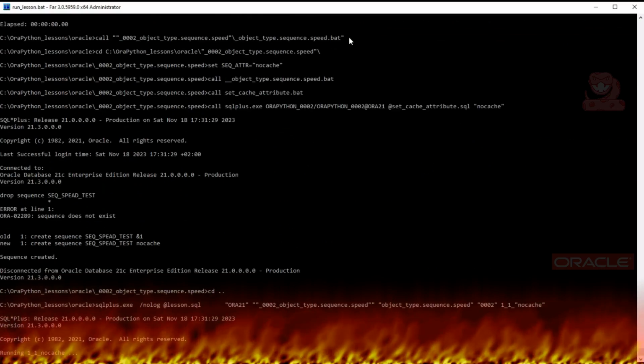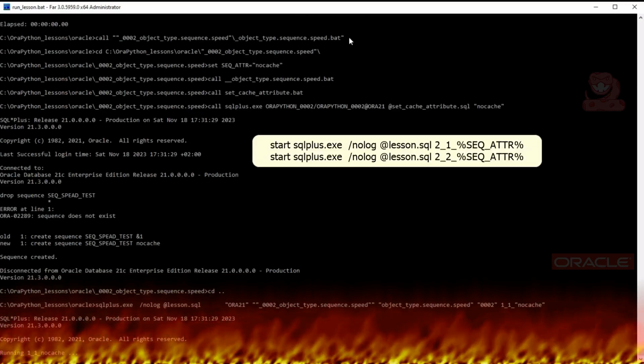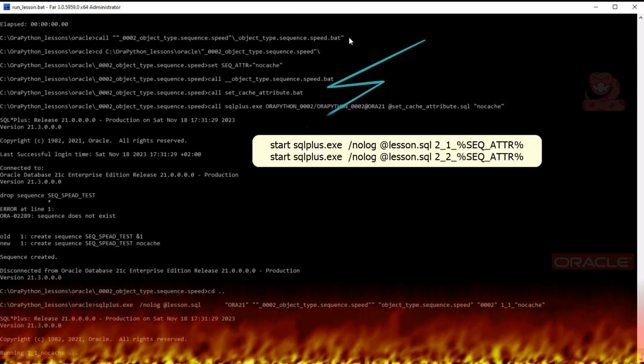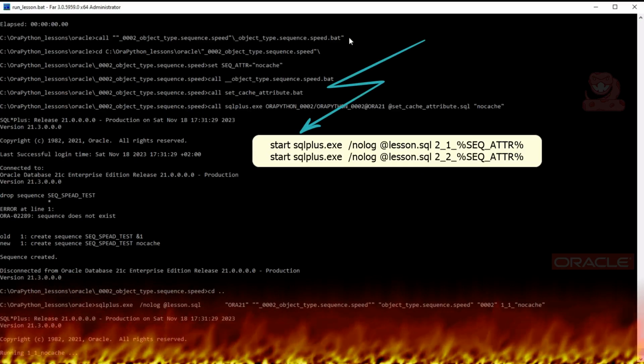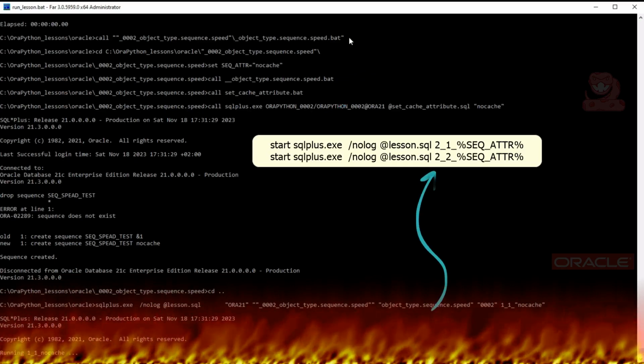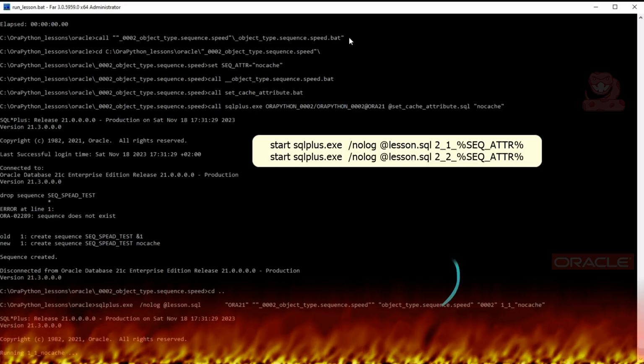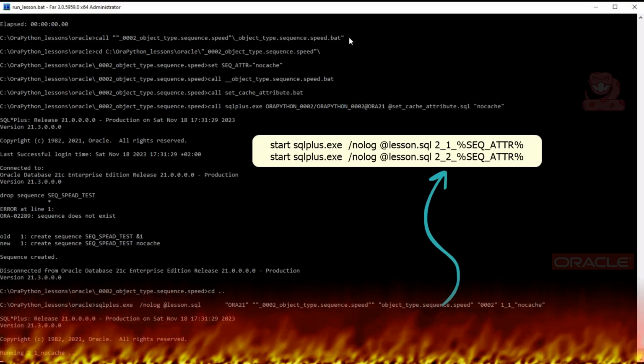We will create parallel processing using OS facilities by launching SQL Plus with the start command. Here 2 represents the total number of threads, and 1 and 2 represent individual threads.